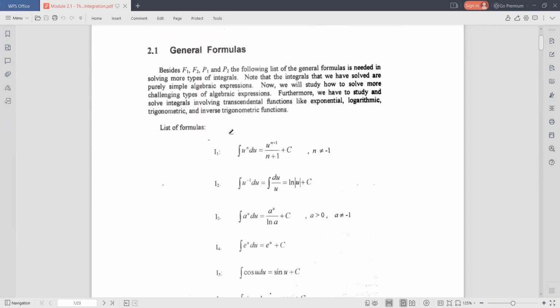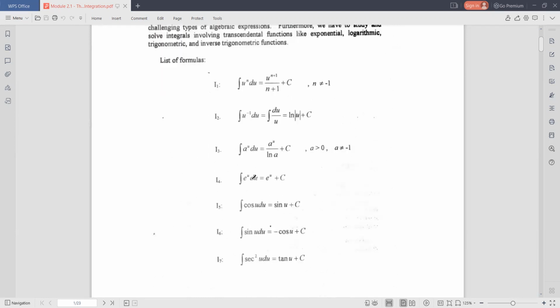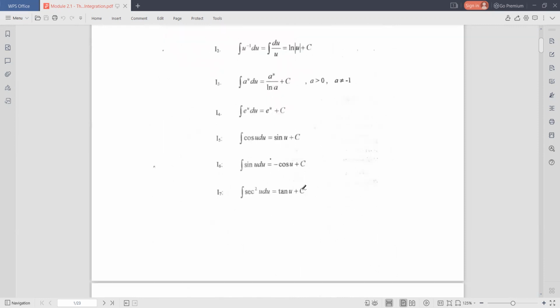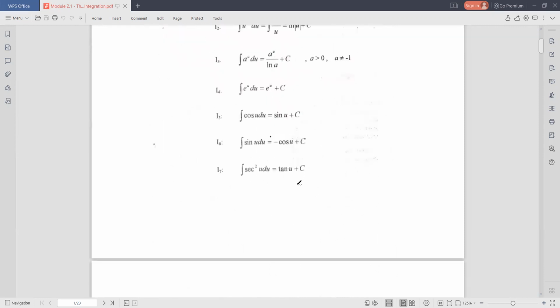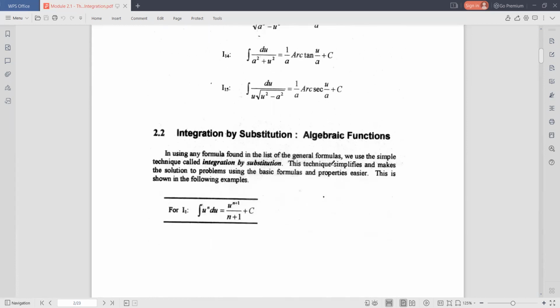So we have here the list of formulas. So all in all, we have 15. So these are the general formulas we will be discussing. Okay. So try to familiarize it now, but we will try to solve it with the sample problem. Okay, so we have 15. So first we have the integration by substitution. So with the use of algebraic functions.